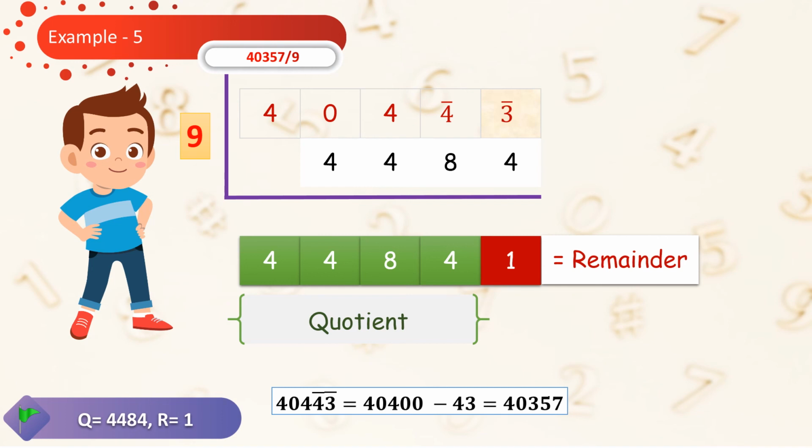So that completes our example 5 and that concludes this episode as well. Practice this technique with a pen and a paper, and as you practice you will find that dividing a number by 9 is so simple and straightforward.